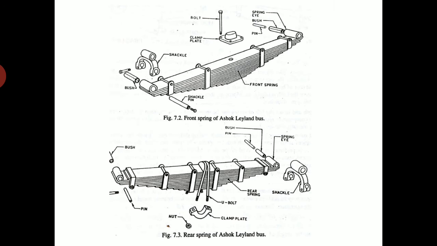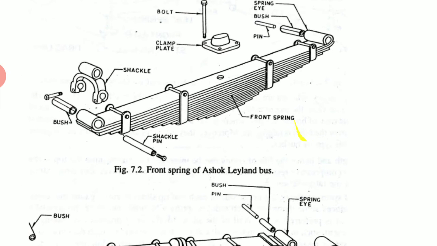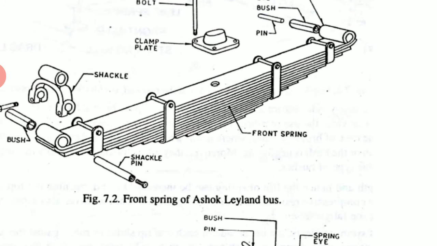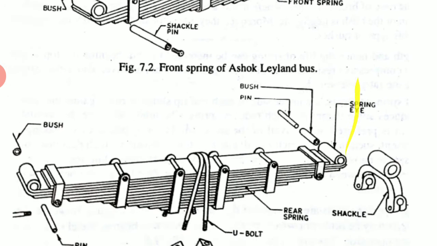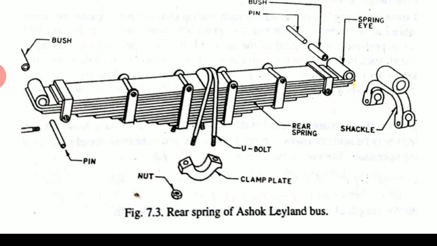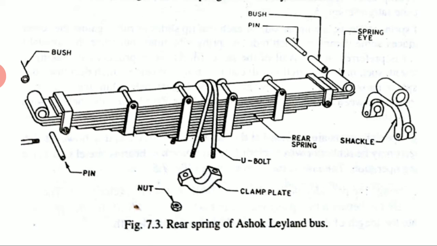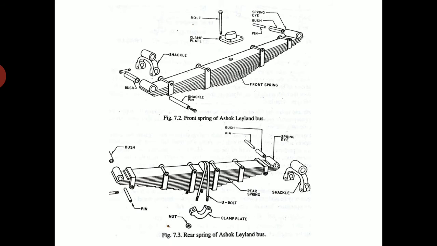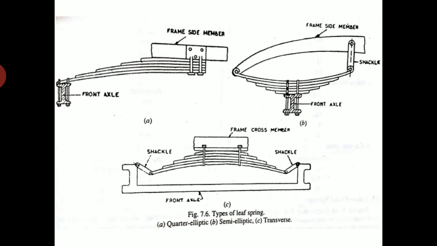Fine. So you can see the front spring of an Ashok Leyland bus. This is the rear spring of the Ashok Leyland. So this is front and this is rear. These are the types of leaf spring: quarter elliptic, semi-elliptic and transverse. Especially in small vehicles, these types of systems are provided. Okay, so front axle.